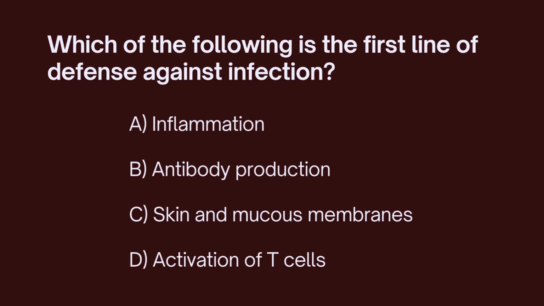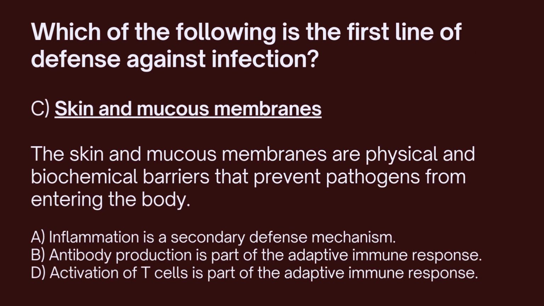Another question for you. Which of the following is the first line of defense against infection? A. Inflammation. B. Antibody production. C. Skin and mucous membranes. D. Activation of T cells. 5 seconds. Correct answer. C. Skin and mucous membranes. The skin and mucous membranes are physical and biochemical barriers that prevent pathogens from entering the body.